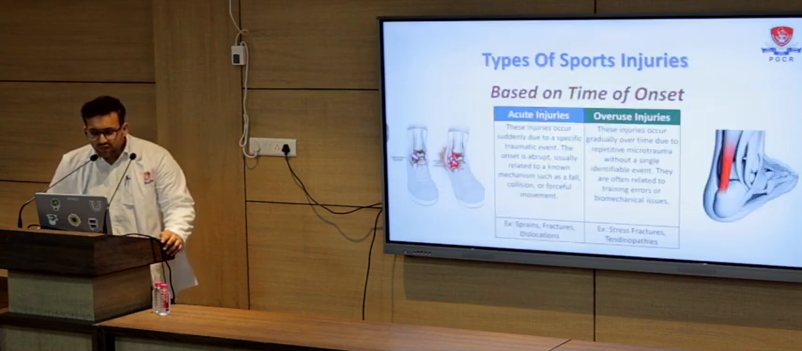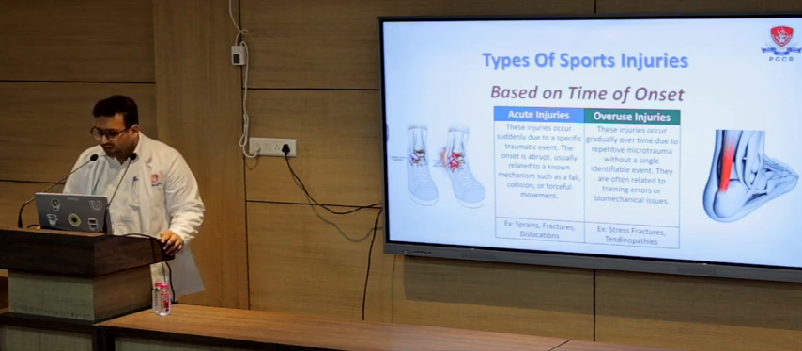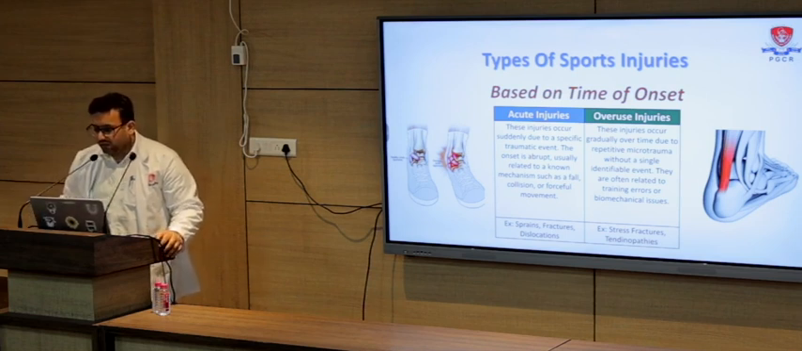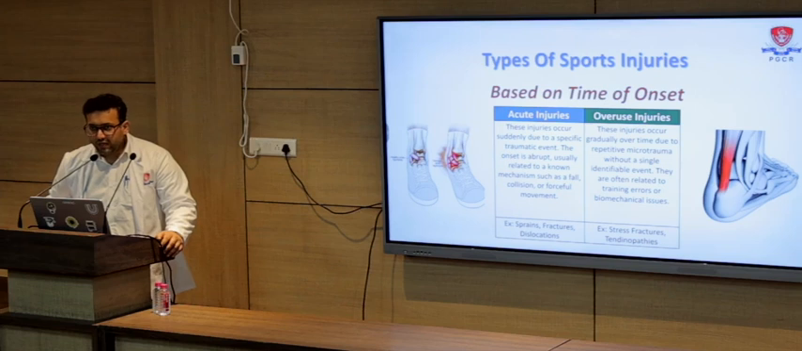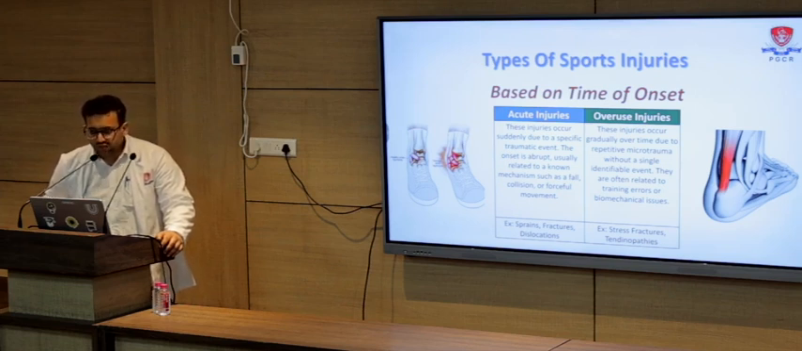So, based on time of onset, injuries can be acute or chronic. Acute injuries are usually due to a single traumatic event, while chronic injuries are due to repetitive stress and microtraumas. An acute injury may result from a fall, a tackle, a direct blow, or an awkward landing. It usually causes immediate pain, swelling, and loss of function. Examples are sprains, fractures, and dislocations.